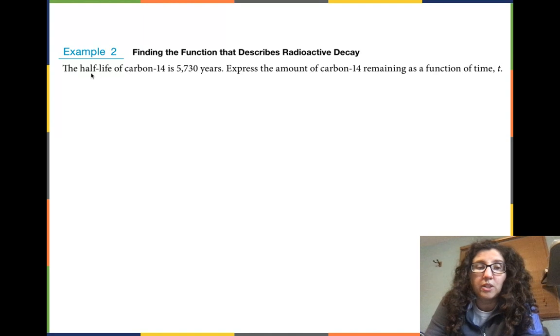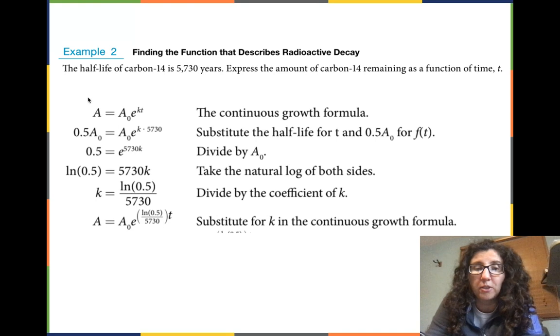So let's try to use this. They tell us the half-life of carbon-14 is 5,730 years. Express the amount of carbon-14 remaining as a function of time t. Okay, so let's think about how we do this. Here's our original equation: A equals A0 e to the kt. All of our equations in this section, all of our questions, we're starting with this equation.